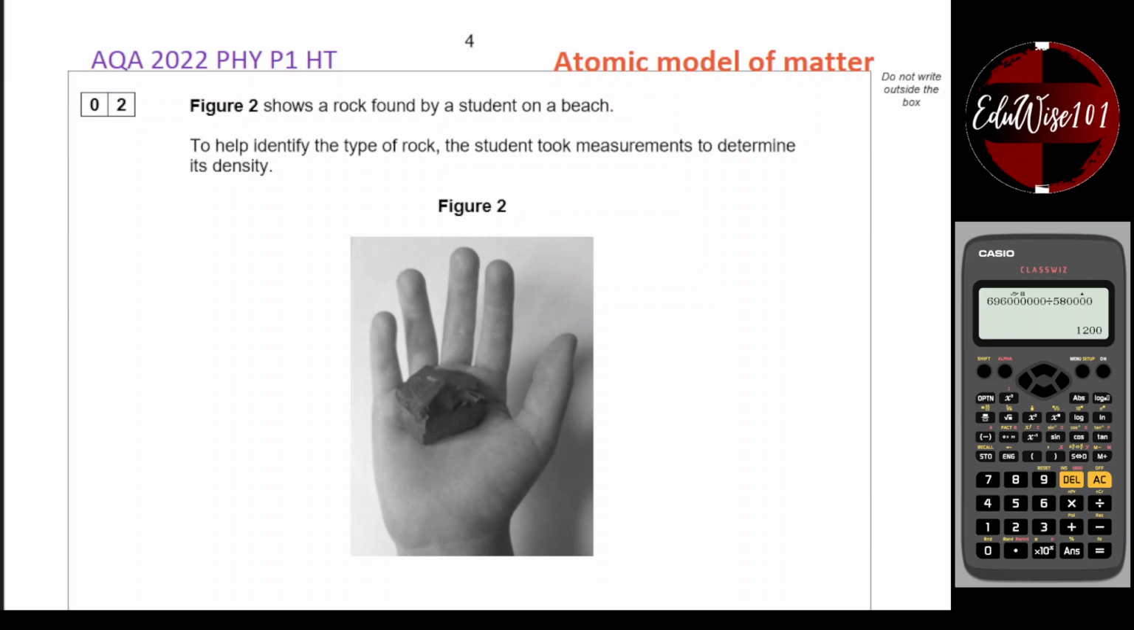In this video, I'm going to go through question number 2 from the AQA 2022 Physics Paper 1 higher tier. This question is on the topic of atomic model of matter. Figure 2 shows a rock found by a student on a beach. To help identify the type of rock, the student took measurements to determine its density.